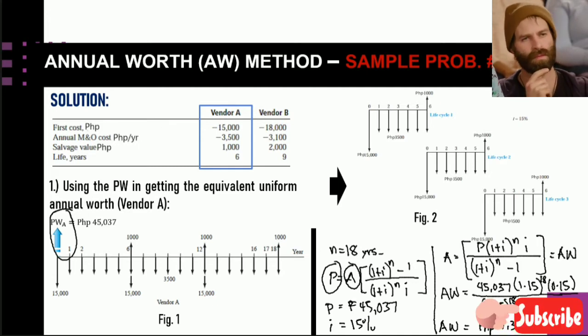7,350, okay. This is just equal now to this 7,350. So this would be the value of our annual worth using this calculated PW value of vendor A, which is equal now to 45,037 pesos.